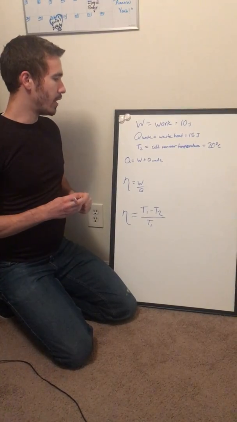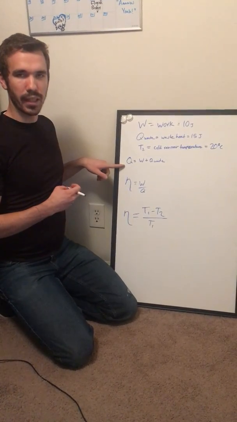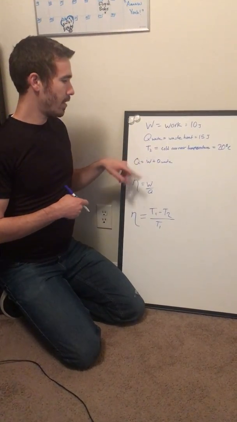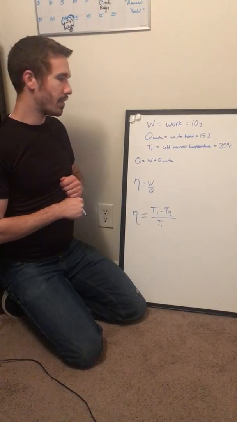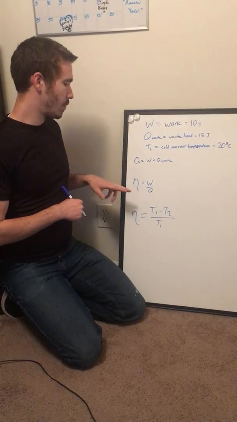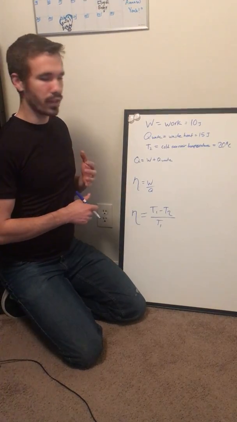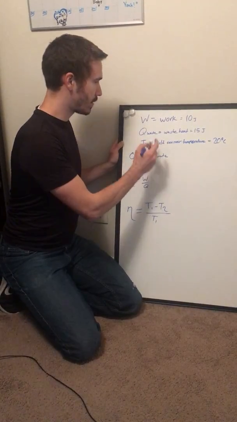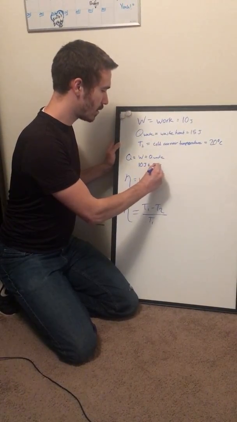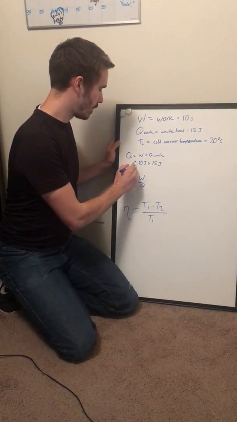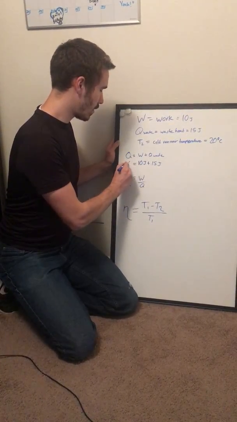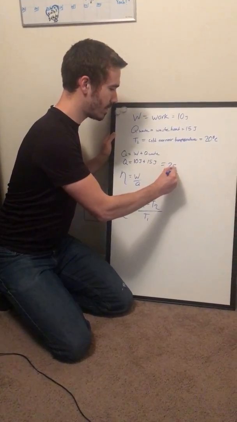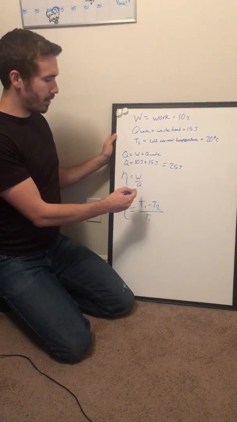And so what we can use is this equation here, which is the heat given to the engine is equal to the work plus the waste heat, and that should give us our heat given to the engine, which we can then plug into this final equation to solve for our efficiency. So we take our work, 10 joules, plus our waste heat, 15 joules, to give us our heat given to the engine.